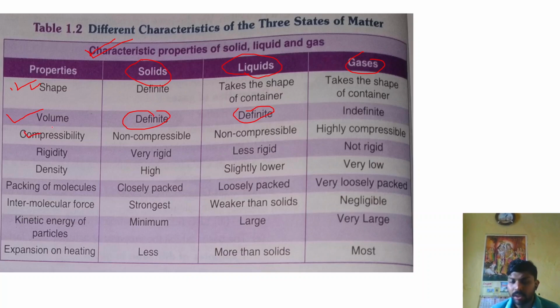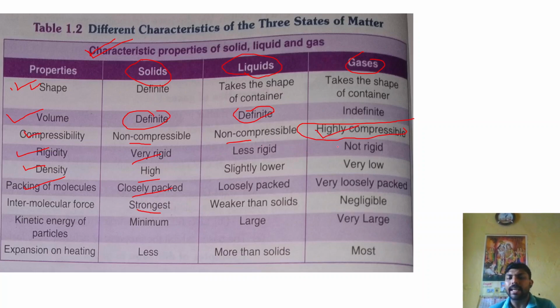The third point is compressibility. Solids and liquids are generally incompressible, but gases are highly compressible. In the last class, when we talked about the properties of gas, we said that it is highly compressible. If I talk about rigidity, everyone knows that a solid is highly rigid because its intermolecular force is very strong, its density is very high, and it is closely packed. So rigidity, density, close packing and intermolecular force are all high for solids, whereas for gases these are very low.